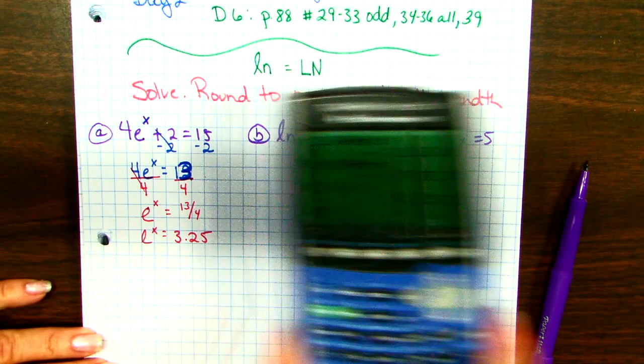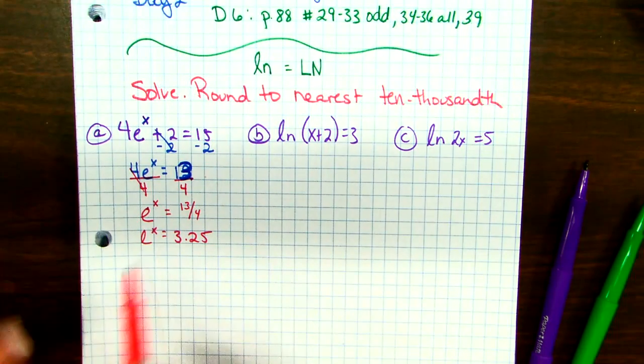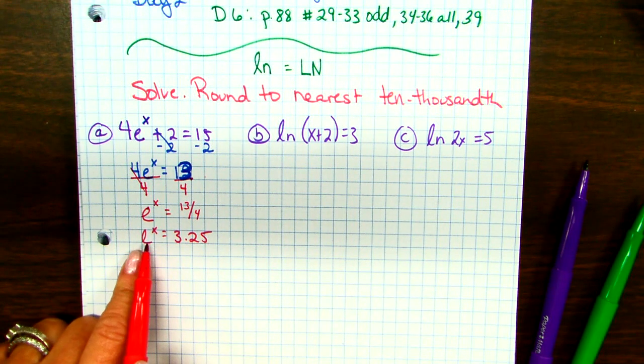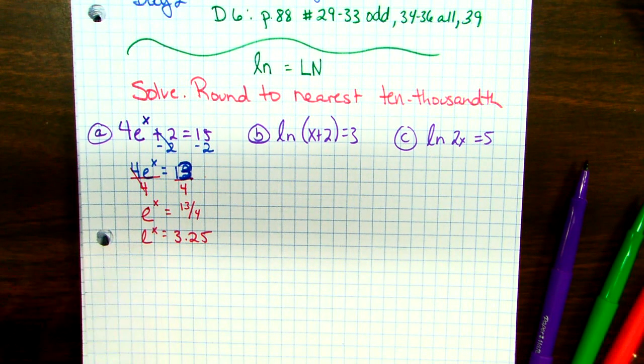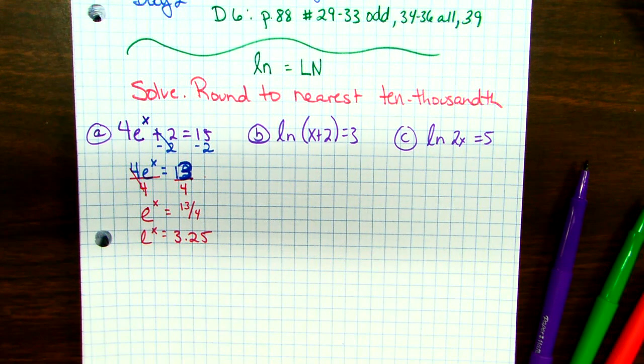All right. Now remember, that was just the cleanup part of it. We were just getting the base e by itself, okay? Now we have to solve for x. That's what we do with equations, right? We solve for the variable. So we need to know what x is.